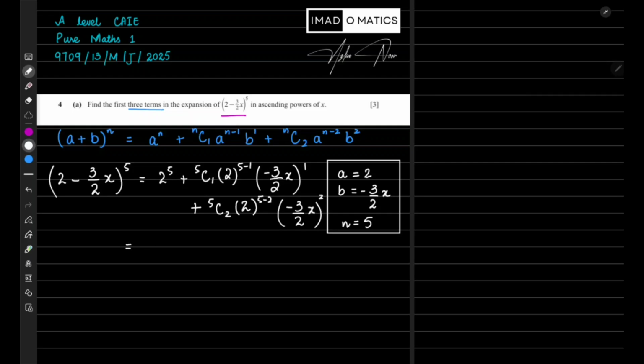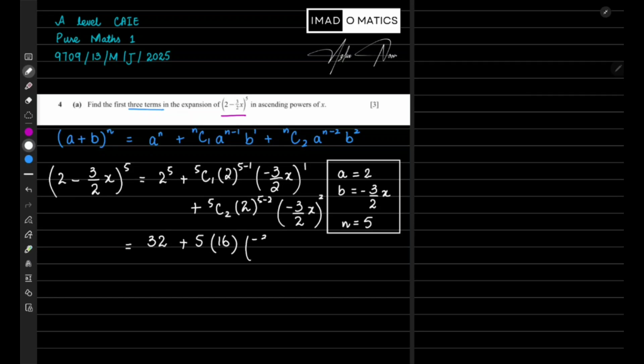Now simplifying this, you can directly simplify it with the help of your calculator. Only this step is important, where you show them by putting all the values in the correct format, and then you can directly solve with the calculator. So 2 to the power 5 is 32, 5C1 is 5. I am doing it manually. 2 to the power 5 minus 1 is 4. So 2 to the power 4 is 16.